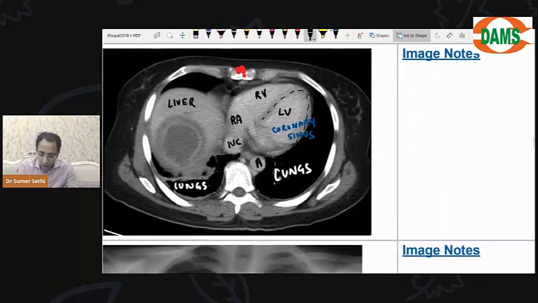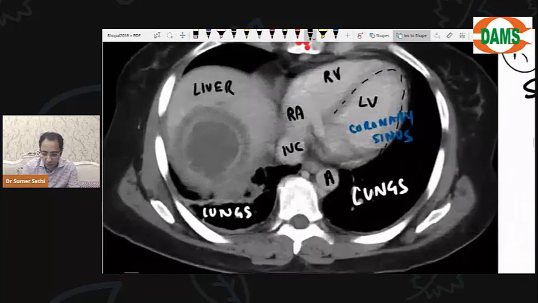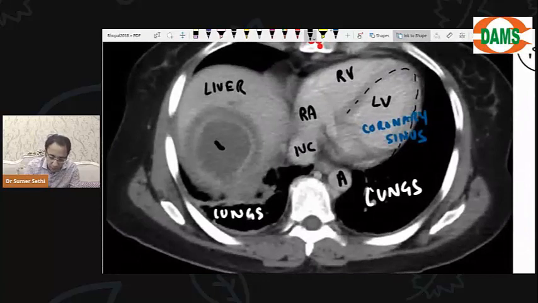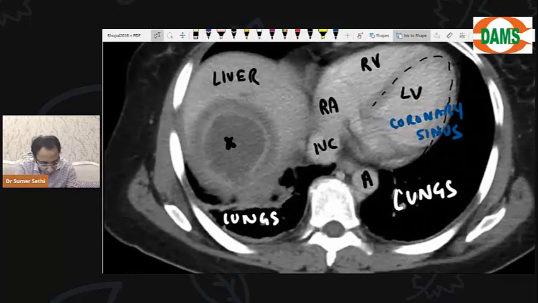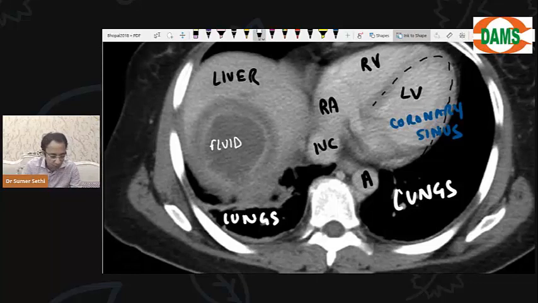I am looking at a disease in the right lobe of liver, in the superior segments of the right lobe. Okay. Now tell me, is this disease as black as the air? No. Is it as white as the bone? No. It has a color in between black and white. We know it by now. This must be fluid.